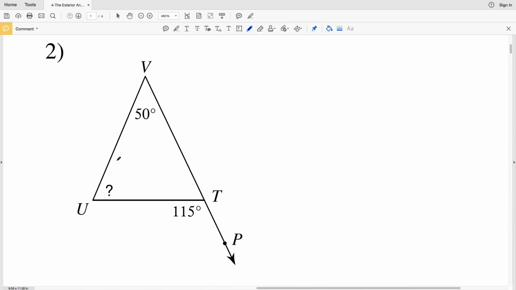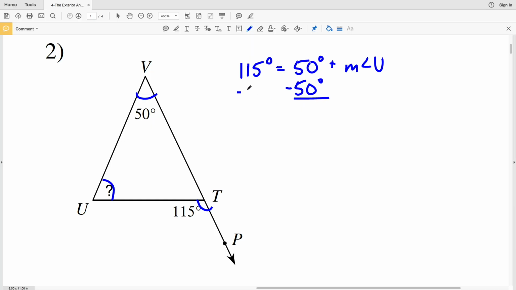In number 2, you can see that U and V, the sum of those will equal my exterior angle of 115 degrees. So I have 115 degrees equal to 50 degrees plus the measure of angle U. When I subtract 50 degrees from both sides, 115 minus 50 is 65 degrees. So 65 degrees equals the measure of angle U, my indicated angle, in number 2.